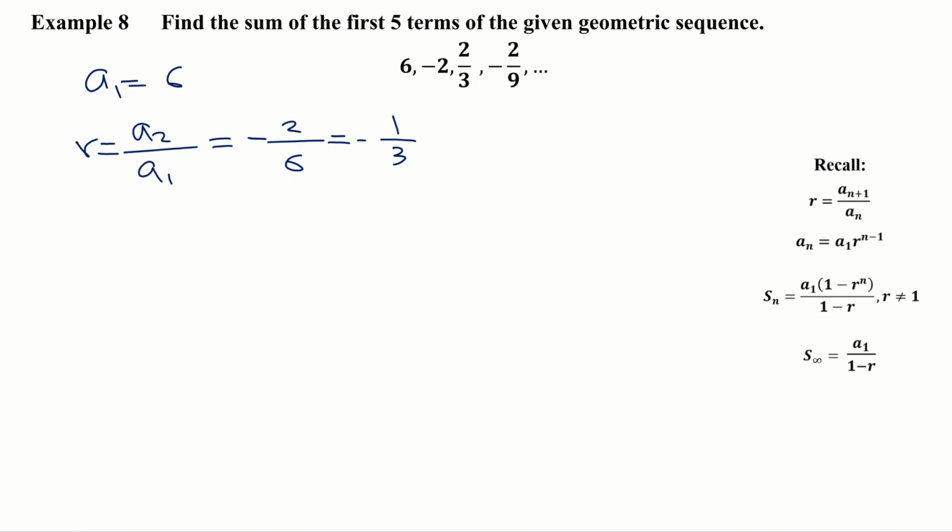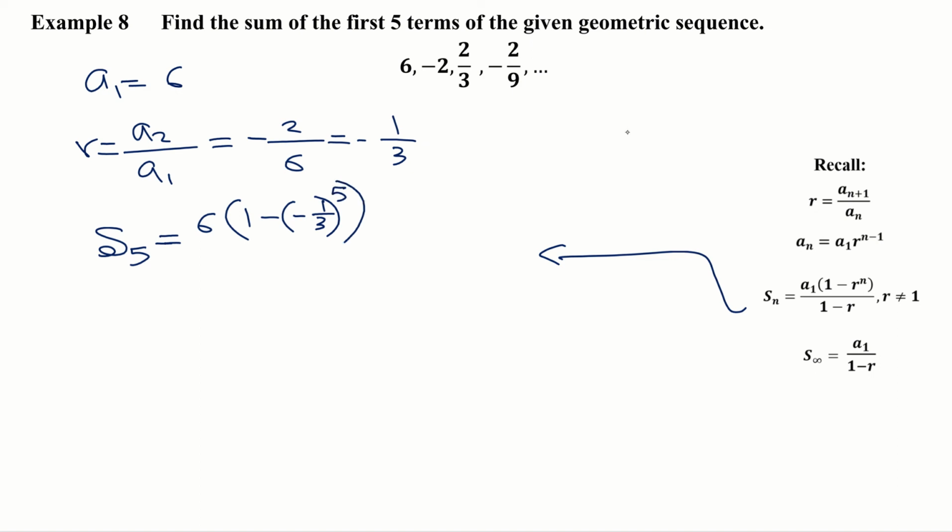So are we ready to find S5, the sum of the first 5 terms of this sequence? Yes, we are. So now we're applying this formula, right? So we get A1, which is 6, times (1 minus negative 1/3). Make sure you use parentheses. To the power of 5, which is n, and then over 1 minus quantity negative 1/3, which is r. Okay, so it's not difficult. You just have to make sure you're careful when you type it into a calculator.